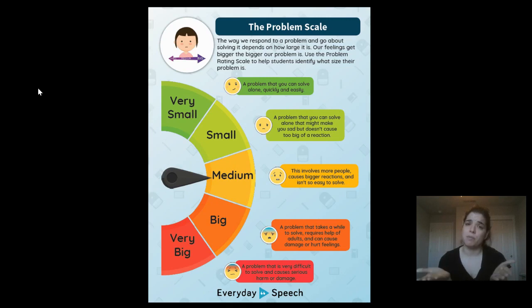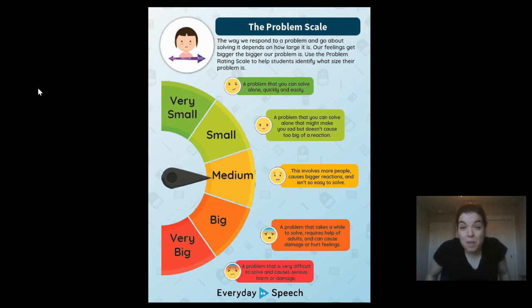A medium-sized problem is a problem where you might need to ask for help. But when you ask for help, you and that other person will be able to fix it. So a medium problem is not as easy to fix because you need help, but it's going to get fixed and it's going to be okay. Now, what is a big problem?